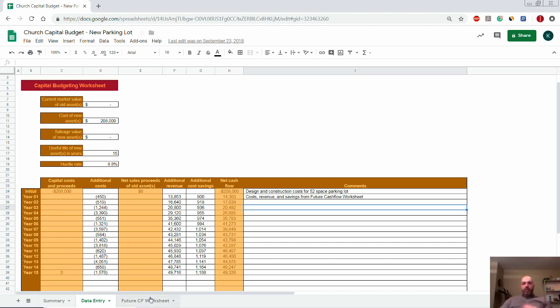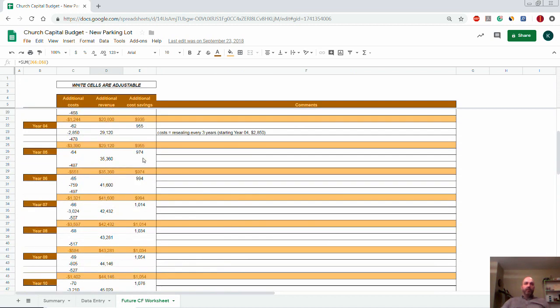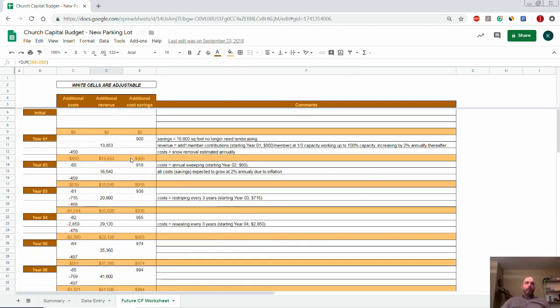So, a quick example for these project savings. For the cost savings, in this case, I estimated it to be about 15,000 square feet for that 53 spot parking lot. And if it's a parking lot, sure, it requires maintenance, and that's going to cost money. But what isn't going to require landscaping anymore? Nobody needs to mow it.